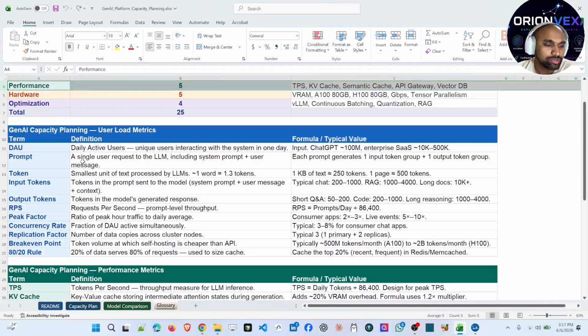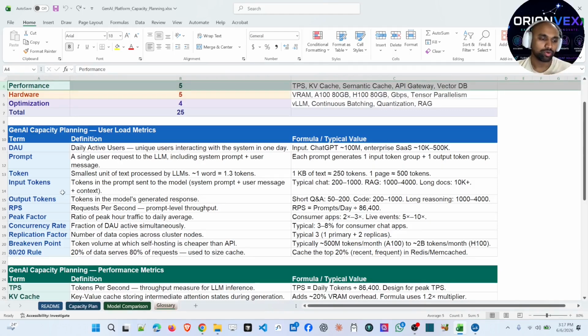Okay, prompt. A prompt means a single user request to the LLM, and that includes the system prompt, user messages, etc. Each prompt generates one input token group and one output token group. A token is the smallest unit of text processed by an LLM. One word means about 1.3 tokens. If we consider it like that, 1 KB of text means 250 tokens, and one page means around 500 tokens.